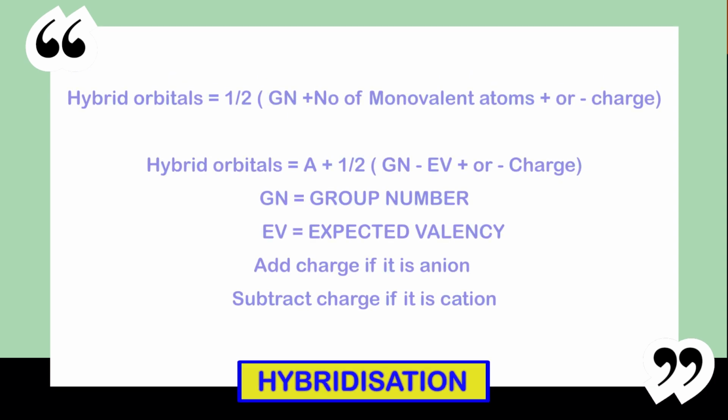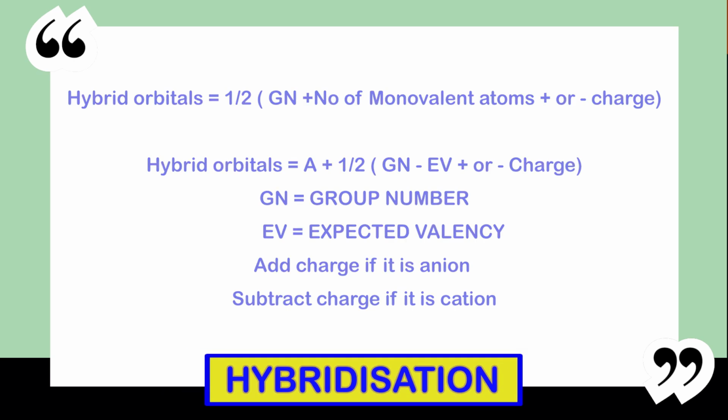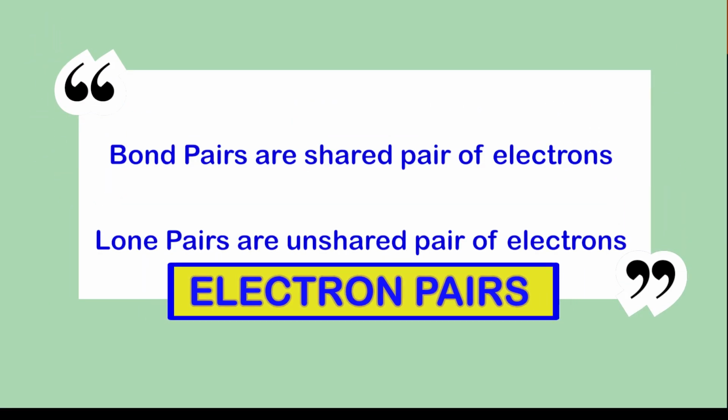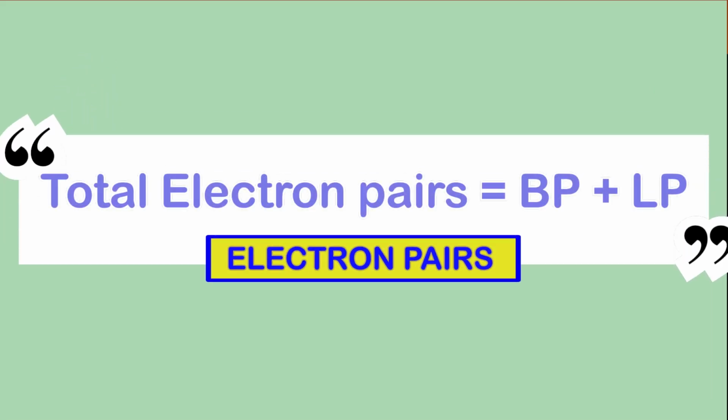There are different ways in which hybridization can be found. But to understand the shape of the molecules, we compulsorily need to know the number of electron pairs around the central atom, that is lone pairs and the bond pairs. And it is these electron pairs around the central atom which decide the shape of the molecule. So I am not discussing anything about hybridization here.